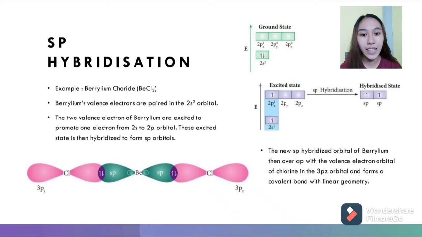This excited state has one unpaired valence electron in the 2s orbital and another unpaired electron in the 2p orbital. These two unpaired electrons can now undergo hybridization in order to produce two hybridized sp orbitals with two unpaired electrons. These new 2sp hybridized orbitals of beryllium will then overlap with the 3pz unpaired valence electron of chlorine in order to form a sigma bond, or a covalent bond, with one another and form a linear geometry.